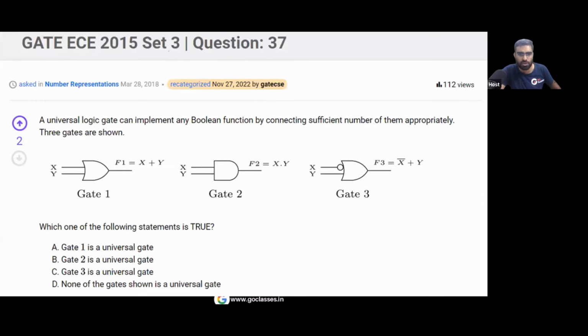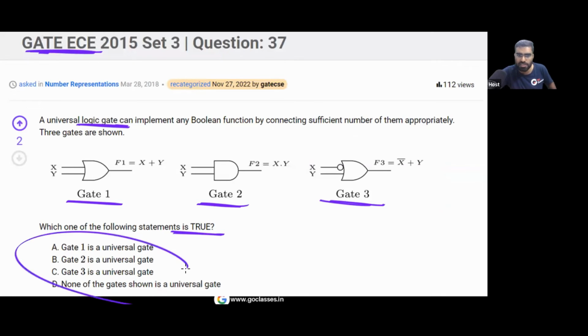Question. For example, this is a GATE electronics question. Again, you can see this implication gate is given to you, and the question is asking which of the following is true. Because you are discussing gates, digital circuits are given to you. Now, which of these is universal? Remember, 0, 1 are available to you.